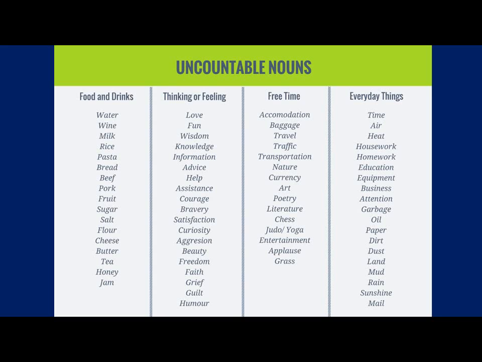And then here's some everyday things. Time, air, heat, housework. I have to go home and do some houseworks. No, we don't put the S on the end. I need to do my homeworks. Teacher, can you give me my homeworks? No, homework, because it's an uncountable noun. It has the plural already built into the word. Attention, garbage, oils. I need to buy some oils to cook with. No, oil. Paper, dirt, dust, land, mud, rain, sunshine, mail.